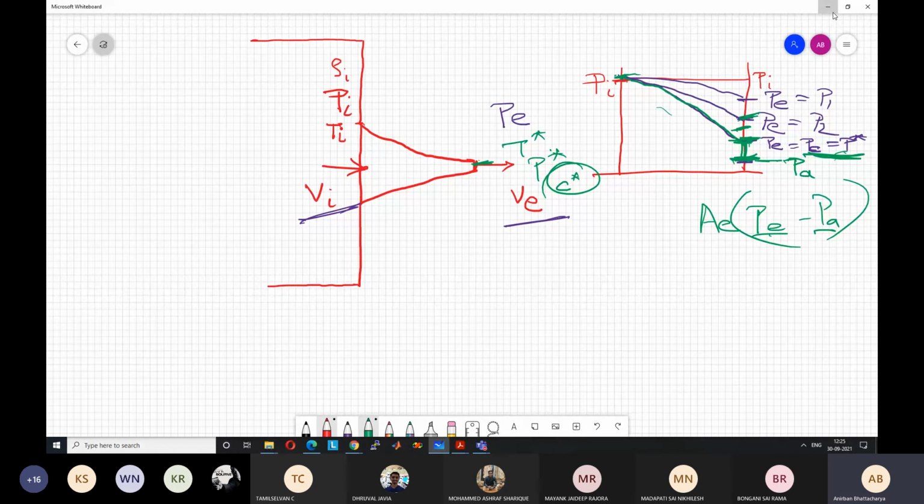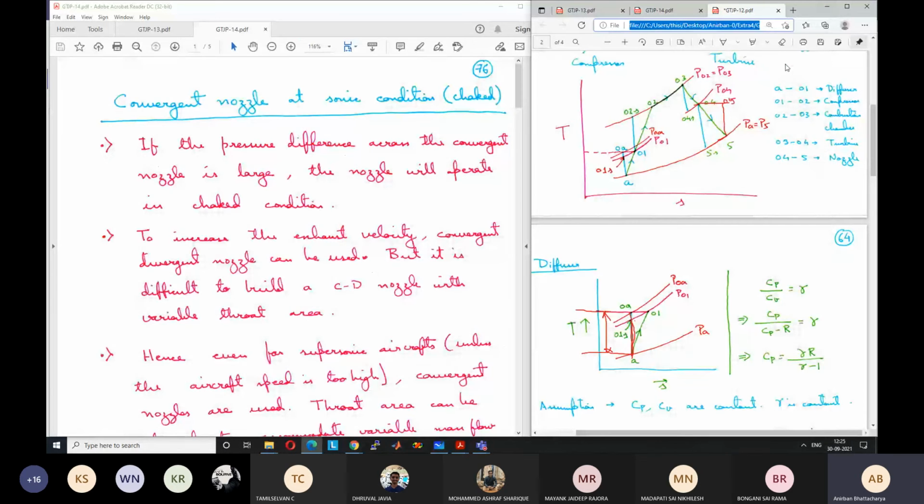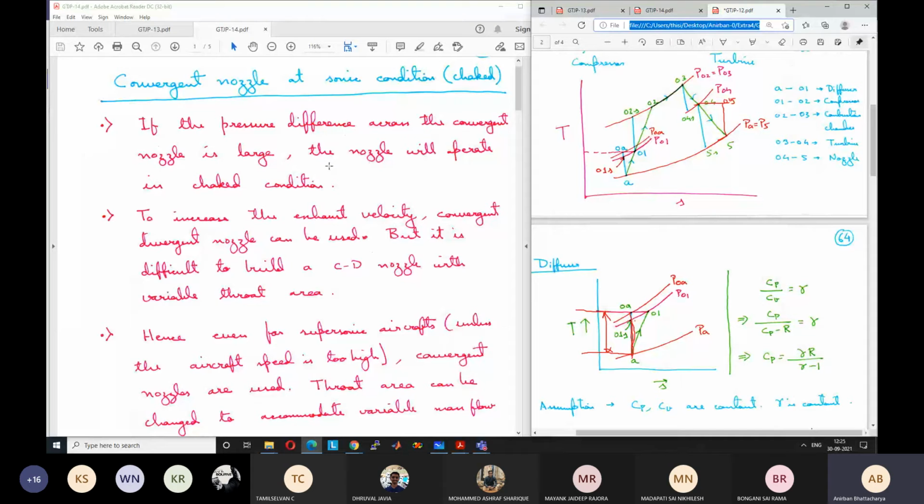I have summarized this discussion here. If the pressure difference across the convergent nozzle is large, the nozzle will operate in a choked condition. That is what we have just discussed. If you want to increase the exhaust velocity, a convergent divergent nozzle can be used, but it is difficult in practice to build a convergent divergent nozzle with variable throat area. Why do we need variable throat area?